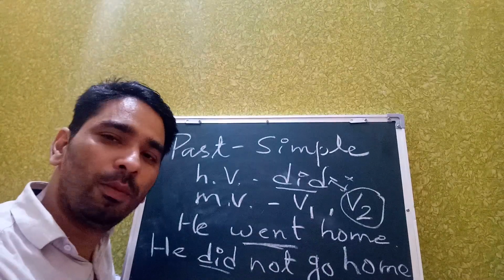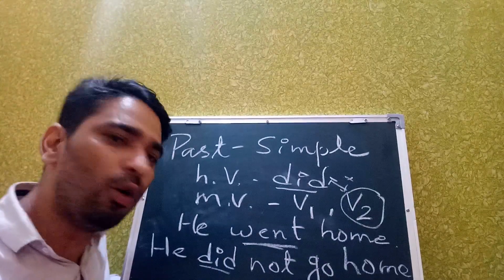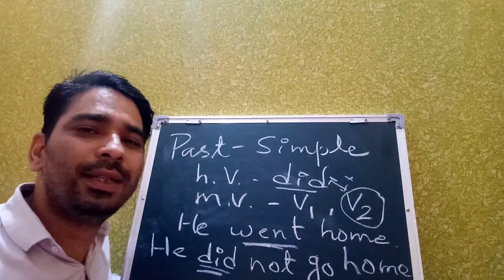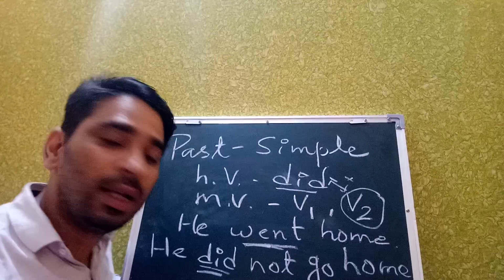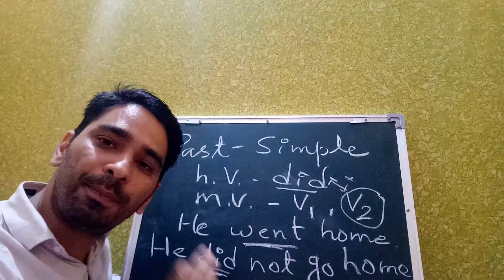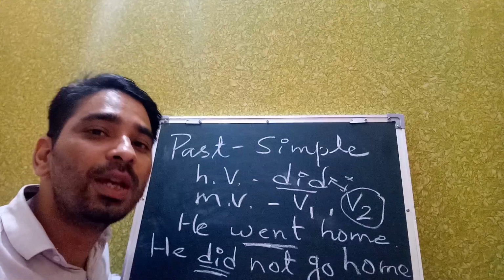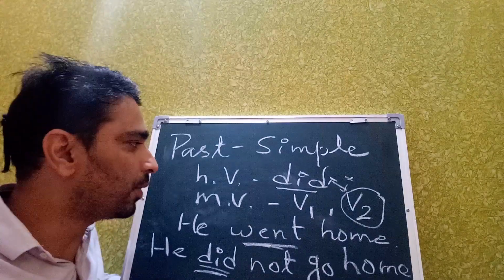He did not go home. You have understood this is past tense. How? Did, went. So there is no need to say he did not went home. If the helping verb is already there, there is no need to change the form of the main verb. That is the simple reason.